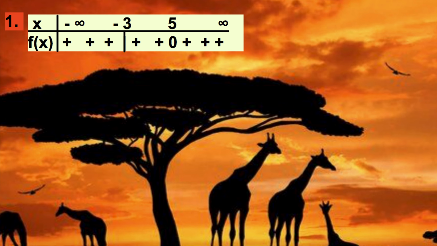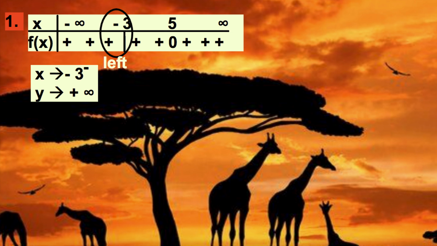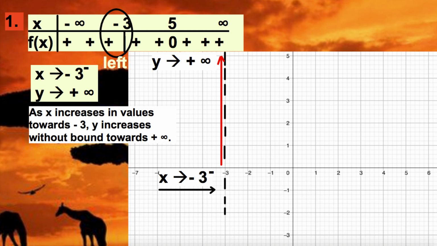Question 1. The table of values and signs is given. When x approaches negative 3 from the left, y approaches positive infinity. As x increases in values towards negative 3, y increases without bound towards positive infinity.